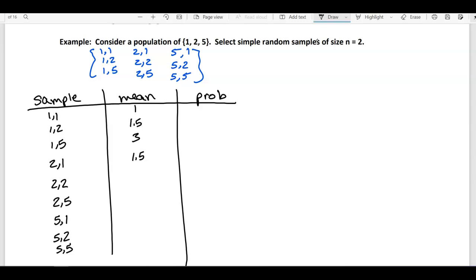And I'm just going to tell you what the rest of these are. This is 1.5, 2. This one's 3.5. This one is 3, 3.5. And then 5. Now, when I talk about the probability, I'm talking about what's the probability that each of these samples happens. Well, there's only one way I could get the sample out of the 9 different options. So the probability is 1/9. The only one way I can get this out of the 9 options, that probability is 1/9. And that's going to be the same for all of these.